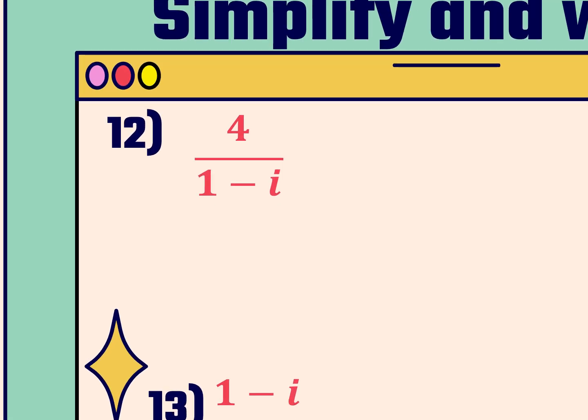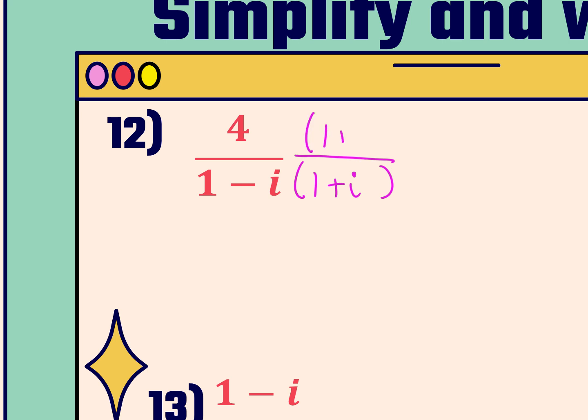All right, what is the problem in number 12? What's the issue? i in the denominator. So we need to get it out. So I'm going to multiply by the what? Complex conjugate. What's the complex conjugate of 1 minus i? Perfect. So if I multiply the bottom, I got to be fair. If I multiply the denominator, I have to do what?